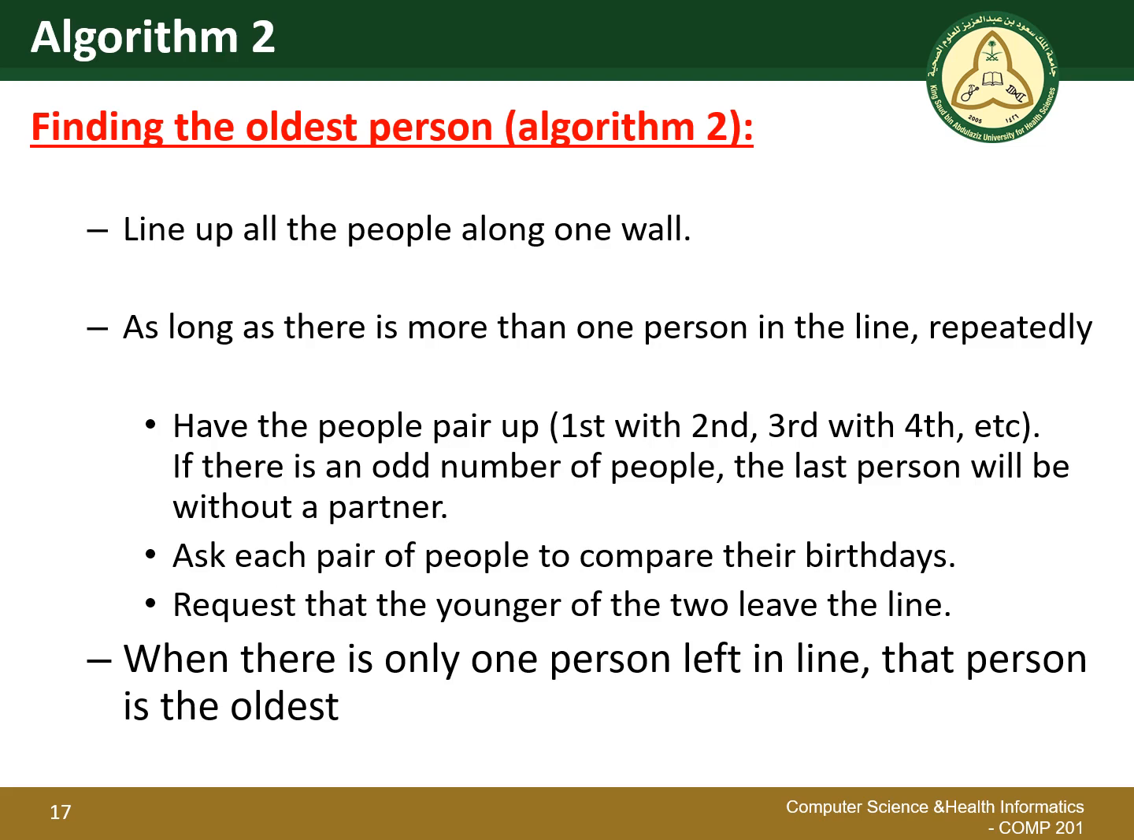لو رتبت هذا الكلام into steps هنقول first line up the people. Second, as long as there is more than one person in the line, إذا عندي أكثر من شخص repeat. Have the people pair up. If there is an odd number of people, the last person will be without a partner. No problem قلنا. As each pair of people, ask each pair of people to compare their birthdays. Request the younger of the two leave the line. Repeat. When there is only one person left in the line, the person is the oldest.